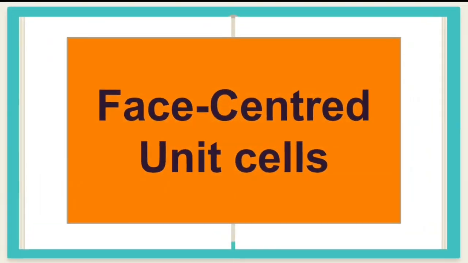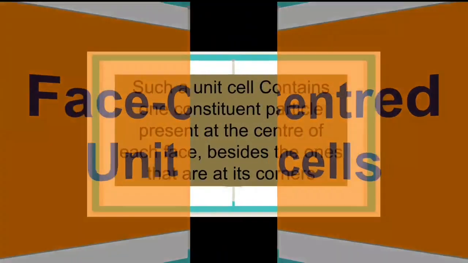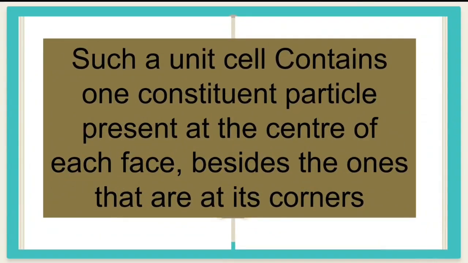Now the second one is face centered unit cells. Just like the name indicates, face means all the faces. In all the faces there will be constituent particles. Such a unit cell contains one constituent particle present at the center of each face, besides the ones at its corners. That is, particles are present at the corners, plus particles are present at each face of the unit cell.